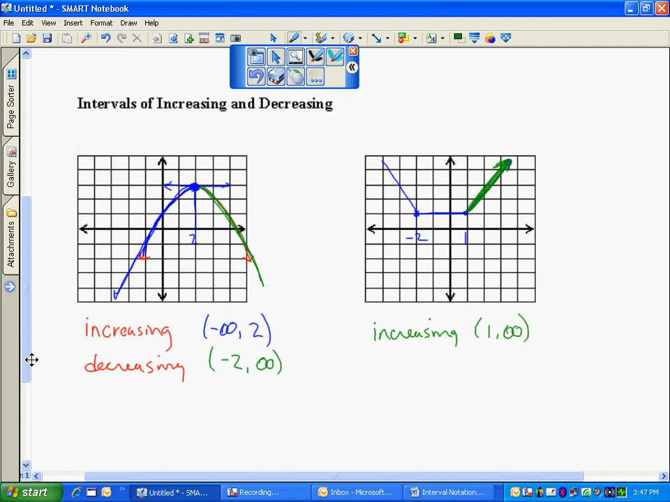And I am decreasing when I'm headed down, and that's in this direction. So negative infinity on my left, and I'm reading all the way to negative 2. Now in the center here, it's neither increasing nor decreasing. In fact, the slope is equal to 0. And if you recall, 0 is neither increasing nor decreasing. It doesn't have a sign on it.